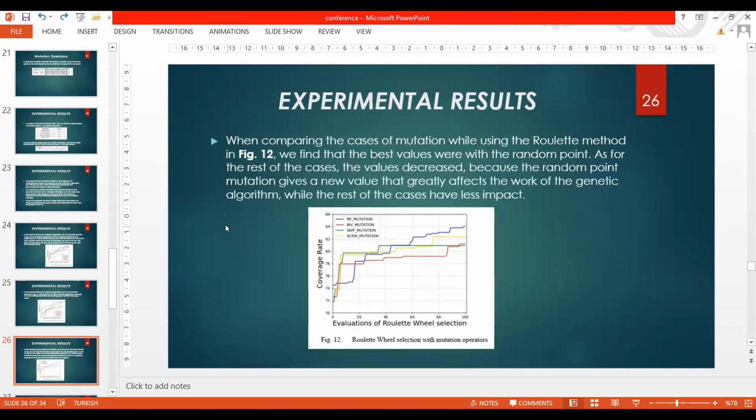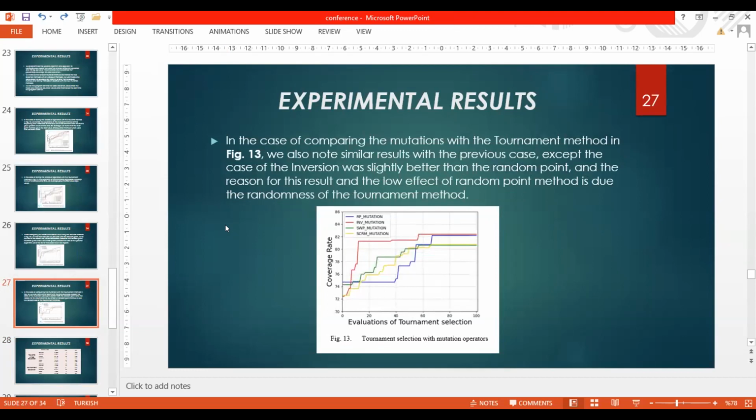When comparing the cases of mutation while using the roulette method in figure 12, we find that the best values were with the random point. As for the rest of the cases, the values decreased because the random point mutation gives a new value that greatly affects the work of the genetic algorithm, while the rest of the cases have less impact.